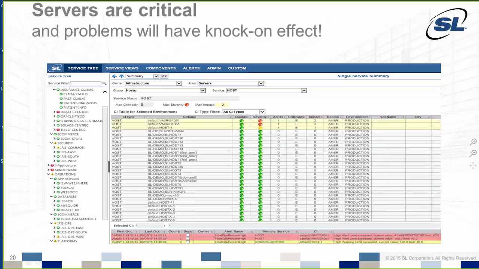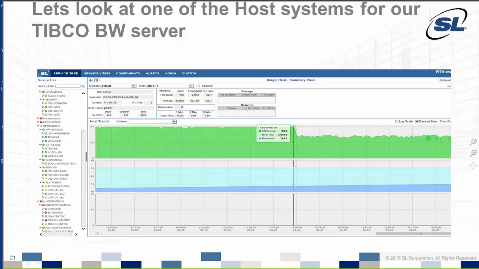You need to have this information available to you immediately. So let's take a look at one of these host systems. We know that when we're looking at a VM, while we're looking at a physical host, the information is different to what we're used to. So it's reassuring to see that within RTView, the information is presented back to us in a way that's immediately familiar.